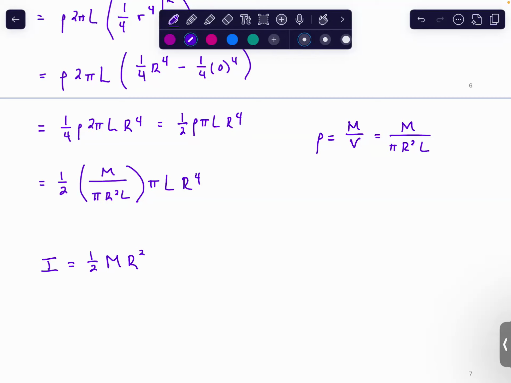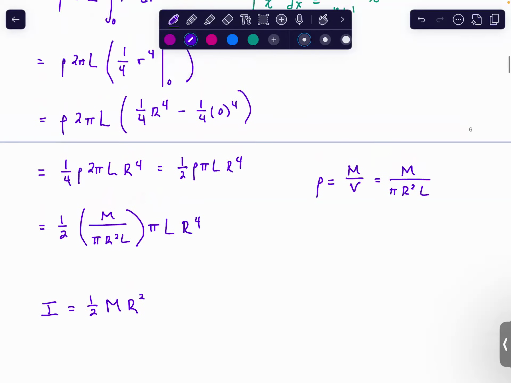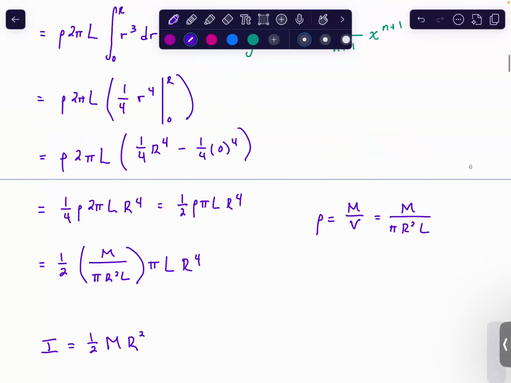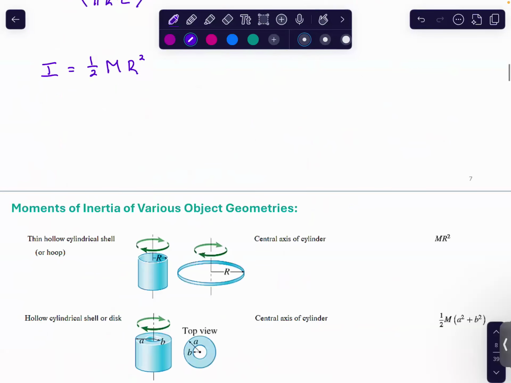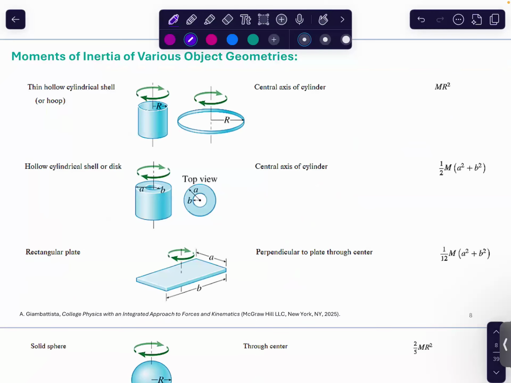Okay, so that's just to show you that each individual geometry for an object is going to have a unique moment of inertia, and you could derive any one of them. So here you see your solid cylinder, 1/2 mr squared. But I think it's going to be best just to go through the list. And you're going to notice each one of these individual shapes is going to have its own moment of inertia.